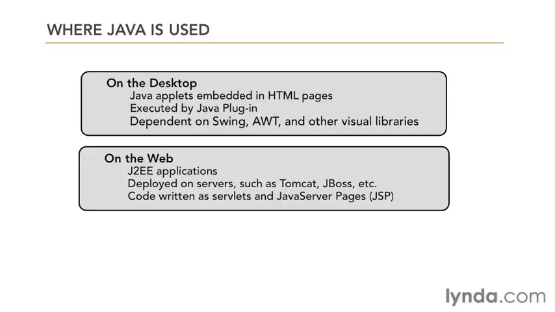These are sometimes called J2EE or simply Java Enterprise Edition applications, and they're executed within server environments such as Tomcat from Apache or JBoss. The code is written using models called servlets and Java server pages. It's exactly the same language as you might use on the desktop, but it's simply modeled a little bit differently.